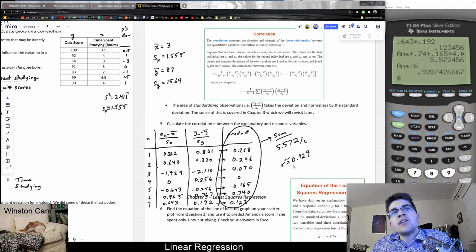So I talked about this briefly in class, but remember that the correlation is always going to take on a value between -1 and 1. When it's closer to 1, that means that the data is more closely correlated together. But when it's closer to 0, that means it's less closely correlated.